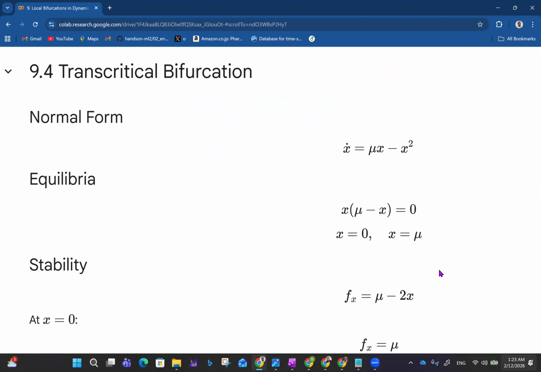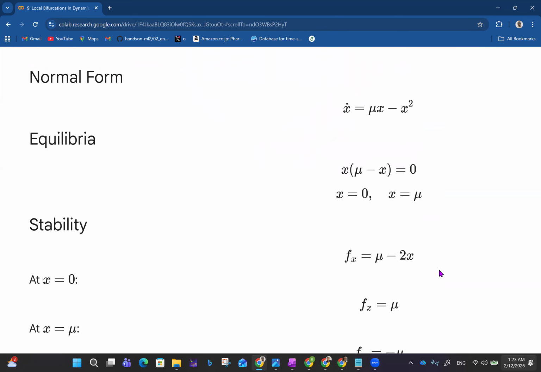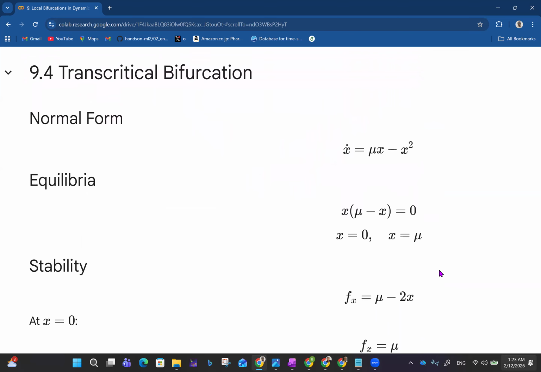On the other hand, you have what you call the transcritical bifurcation. The normal form is x dot equals mu x minus x squared. This is now different from the mu plus x squared we had for saddle node. So the equilibrium, if you equate this to zero, of course you get x times (mu minus x) equals zero. So you get x equals zero and x equals mu.